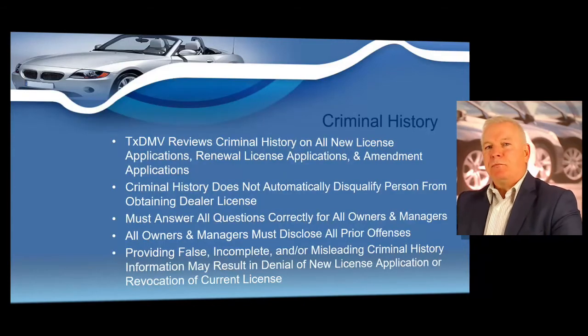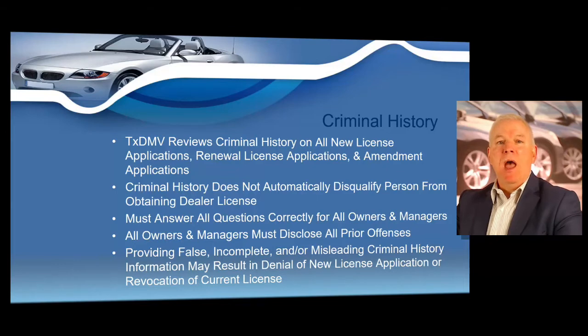Criminal history. Before you receive your dealer's license from the Texas Department of Motor Vehicles, the Texas Department of Motor Vehicles must review your criminal history and the criminal history of all owners and managers listed on the license. All owners and managers must disclose all prior offenses, both convictions and those that resulted in deferred adjudication in any jurisdiction. All convictions and deferred adjudications must be disclosed regardless of whether the sentence was completed and is considered dismissed or expunged.